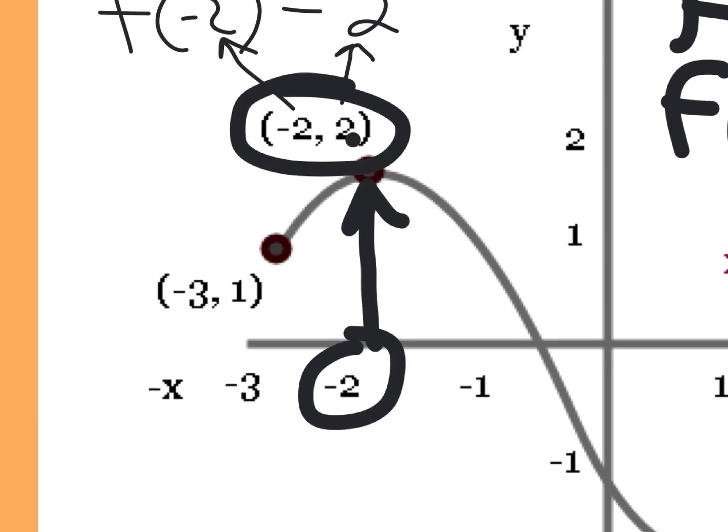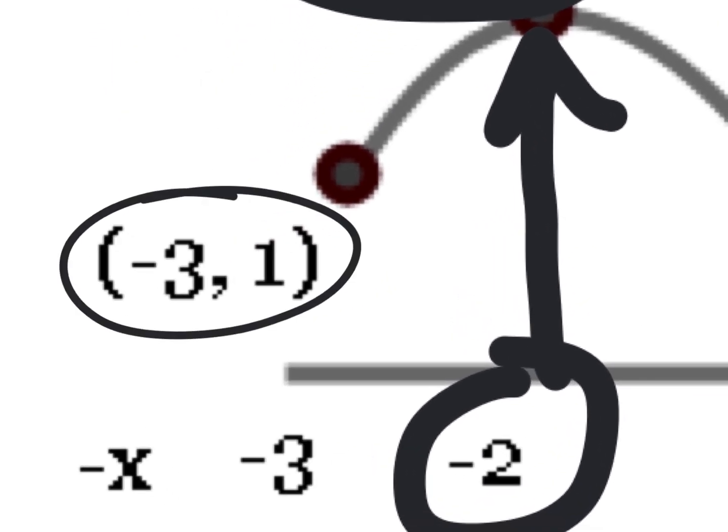So if I said, what's f of negative 3? You should be just like, well, duh, it's 1. See, f of the x, which is negative 3, gives you the y, which is 1.